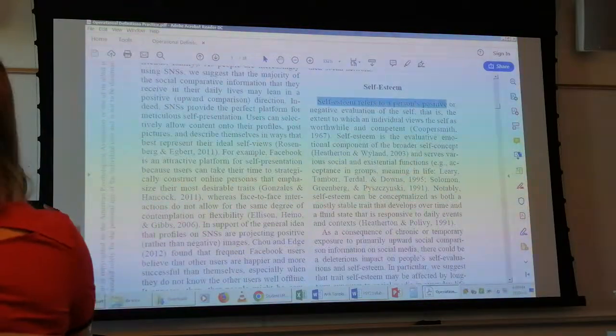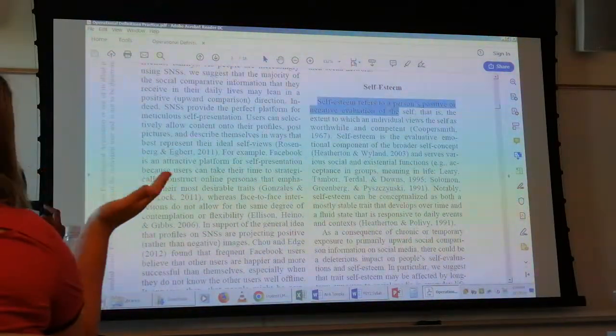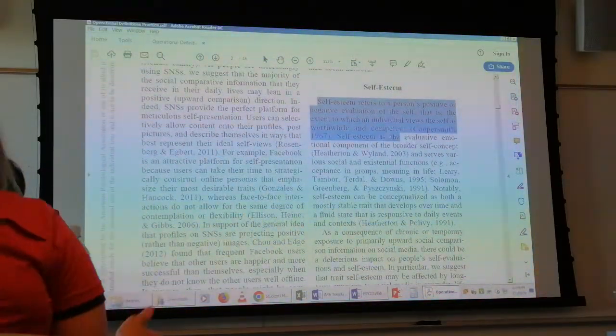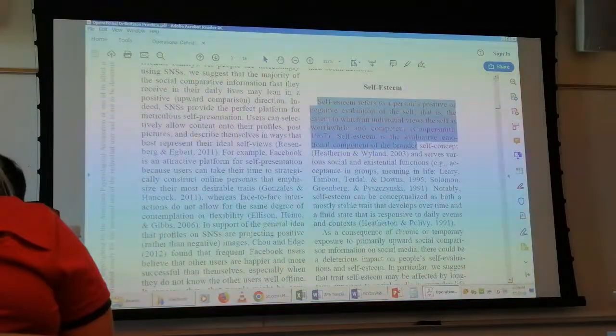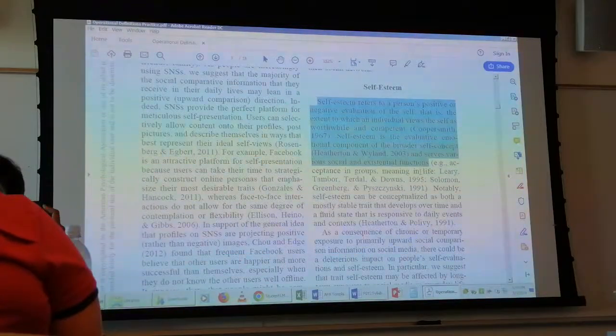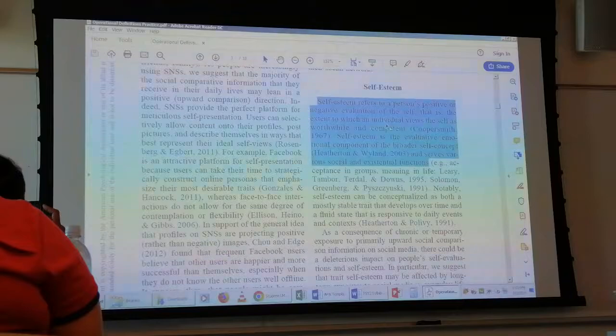Self-esteem refers to a person's positive or negative evaluation of the self. That is, the extent to which an individual views the self as worthwhile and competent. Self-esteem is the evaluative emotional component of the broader self-concept and serves various social and existential functions, for example, acceptance in groups, meaning in life. So all you do is you copy this, paste it, that's it. That is the conceptual definition for self-esteem.